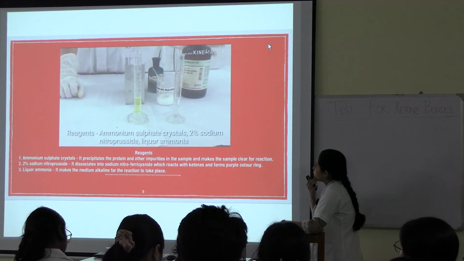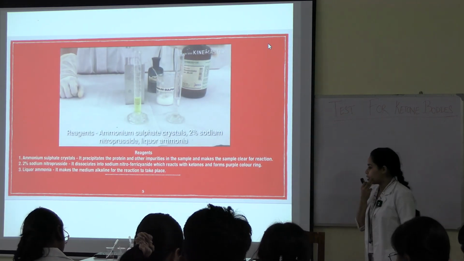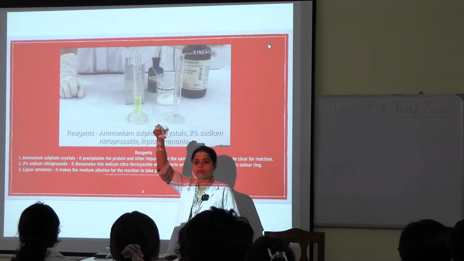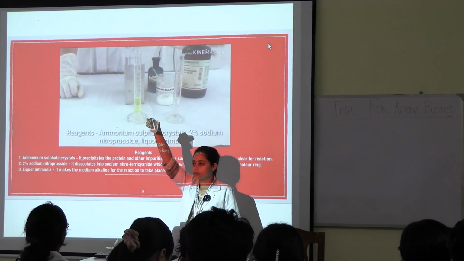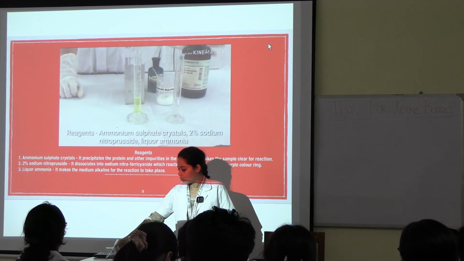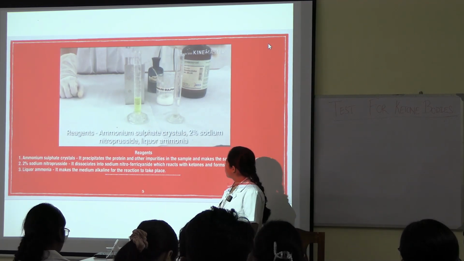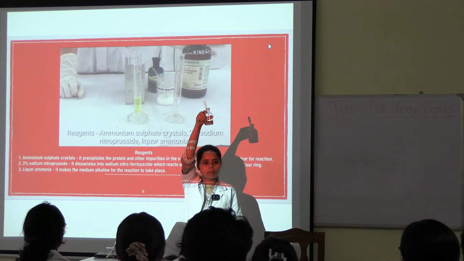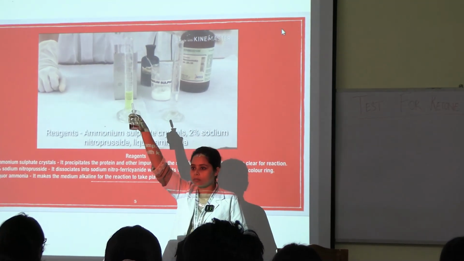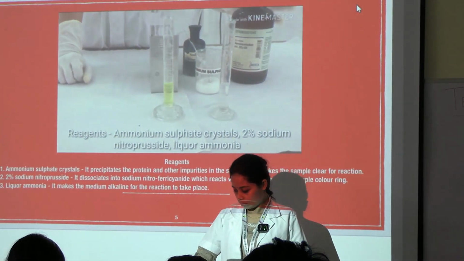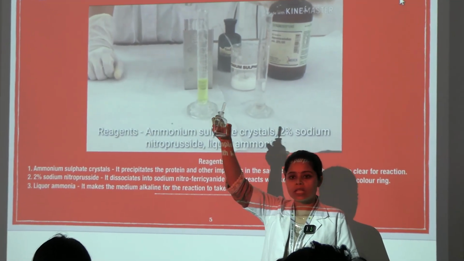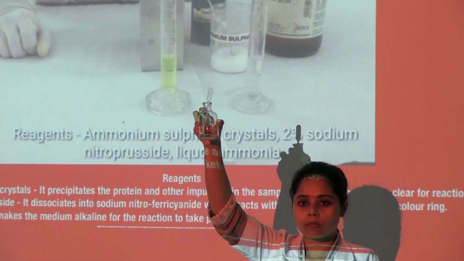So these are the reagents. Ammonium sulfate crystals. This is ammonium sulfate crystals. Everybody can see? Then we have 2% sodium nitroprusside. Can see? Then we have liquor ammonia. These are the reagents. Okay?